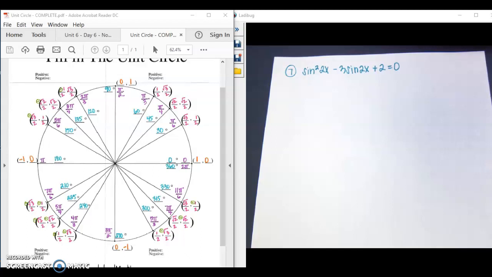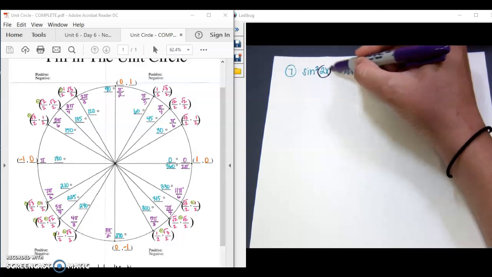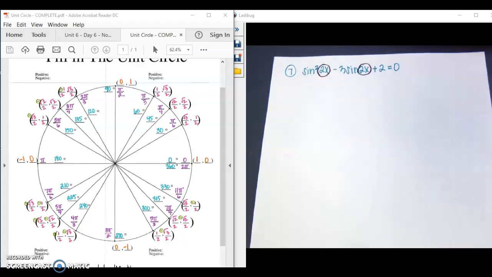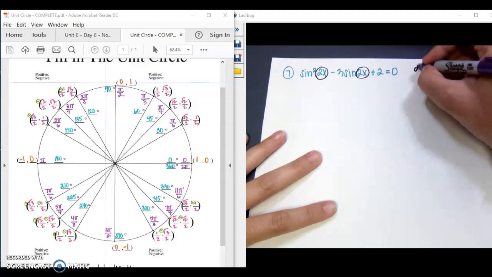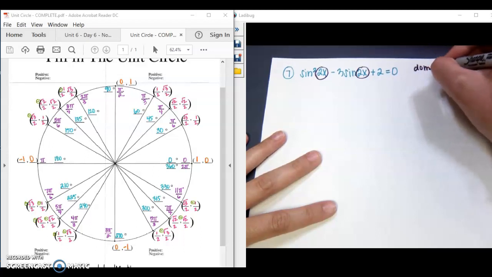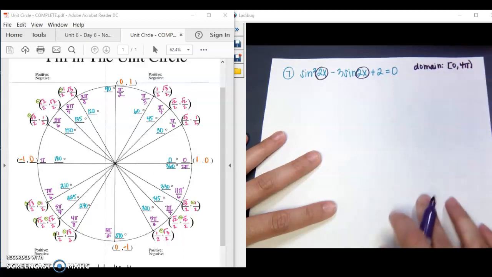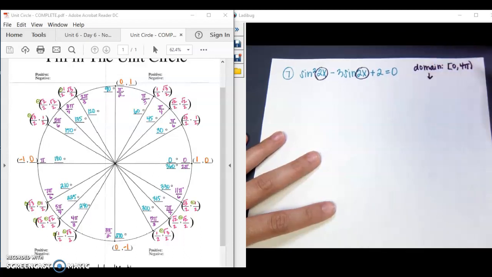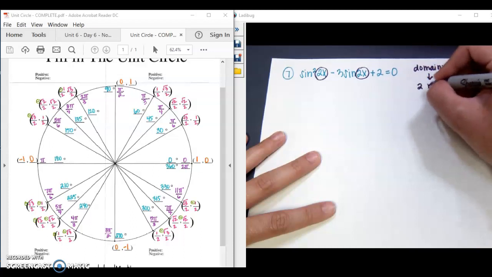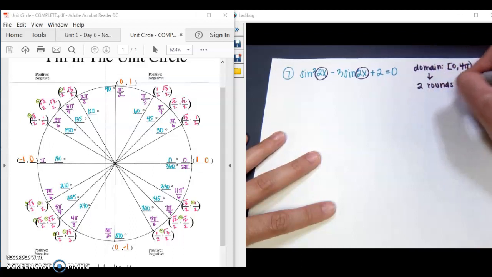Okay, so taking a look at number 7, if you notice these both have the trig function sine, but we do have this 2x here. So we are going to have to worry about the domain. Instead of it just being the regular 0 to 2 pi, it's going to be 0 to 2 pi times 2, which is 4 pi. So when we're figuring out our answer, this means we're going to have 2 rounds of answers.